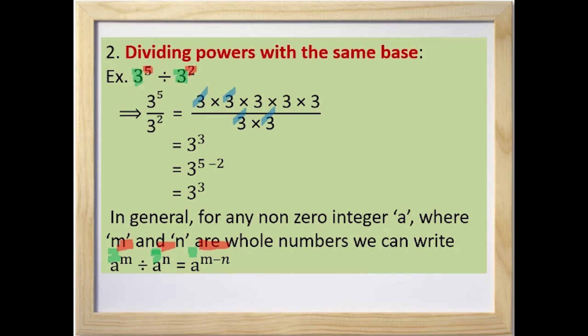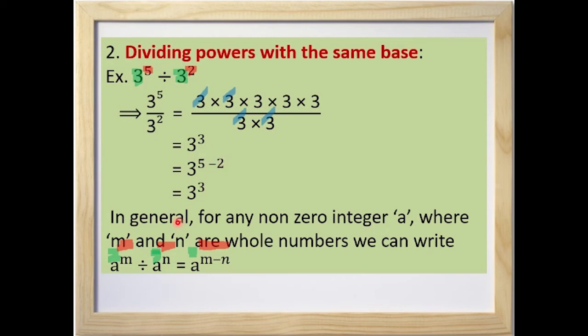So, what is remaining? In the numerator now, it is 3 into 3 into 3. So now I can write this as 3 raised to the power of 3. But children, can I write 3 raised to the power of 3 as 3 raised to the power of 5 minus 2? Yes. Now, what are 5 and 2? 5 and 2 are the exponents. Understood, children? That means when we divide powers with the same base, we simply have to put the same base and subtract the exponents.